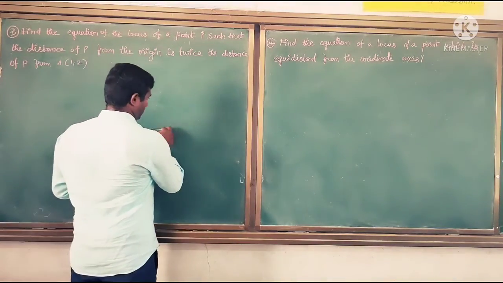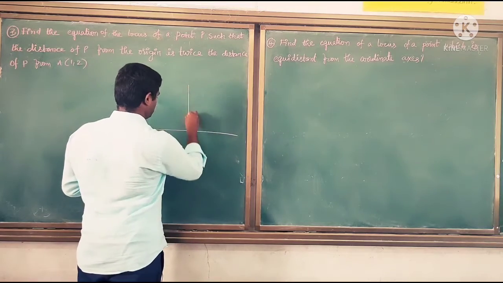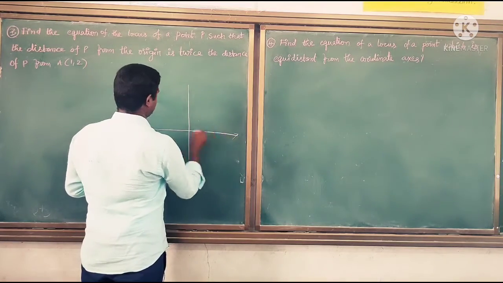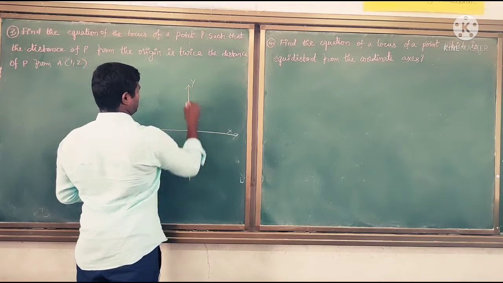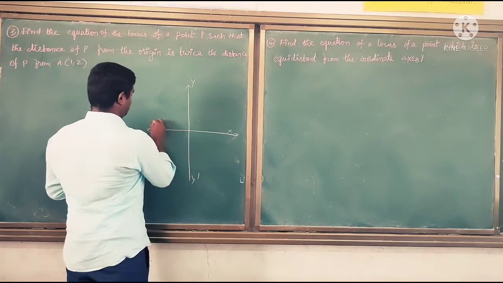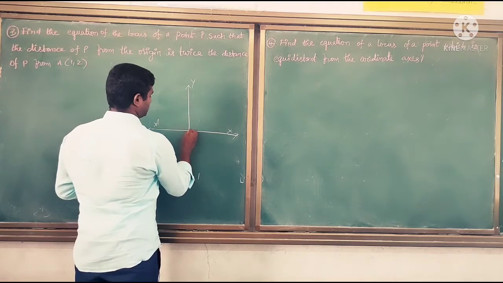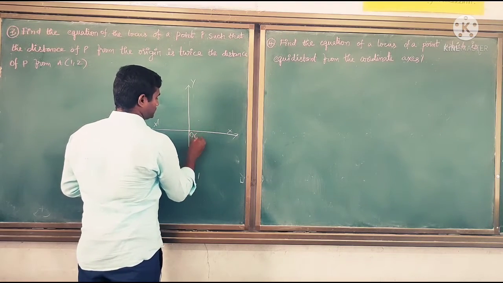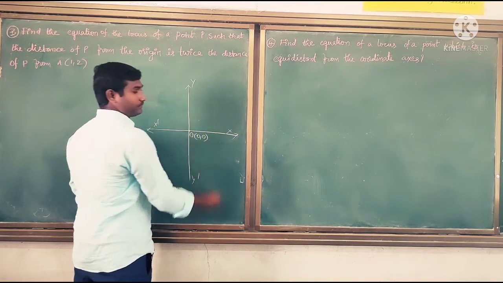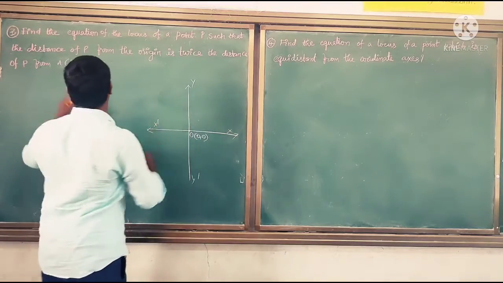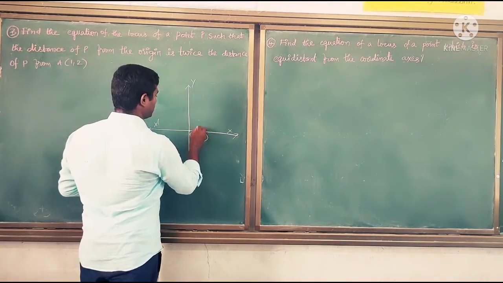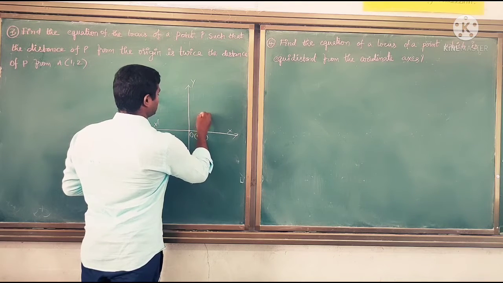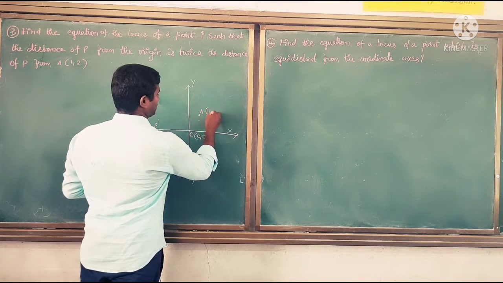So draw a coordinate axis: x-axis, y-axis. This is the origin, so the origin is (0, 0). One of the points is given, A, that is (1, 2). Suppose here you can assume the point (1, 2).